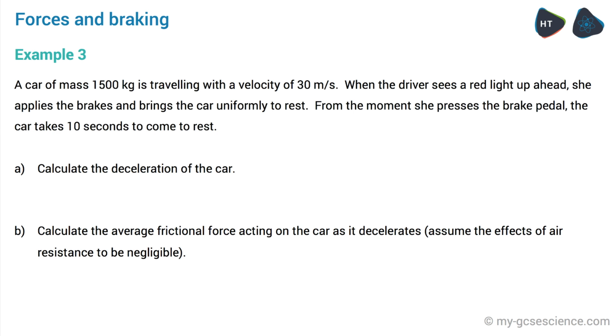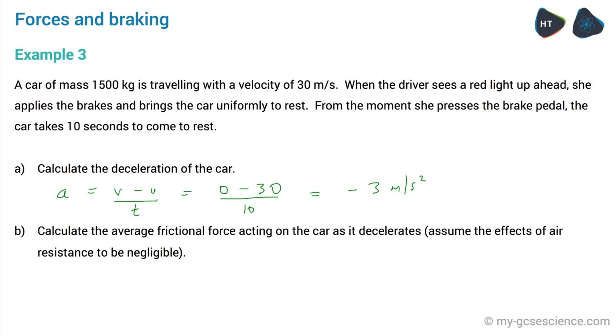For part A, we know that the car is decelerating from 30 down to 0 meters per second, so we're going to use the equation here for the acceleration, which is final minus initial velocity divided by time, which becomes 0 minus 30 divided by 10, which gives minus 3 meters per second squared. Because we've been asked for the deceleration here, we should really drop this negative sign, but you wouldn't lose any marks at this point in your exam.